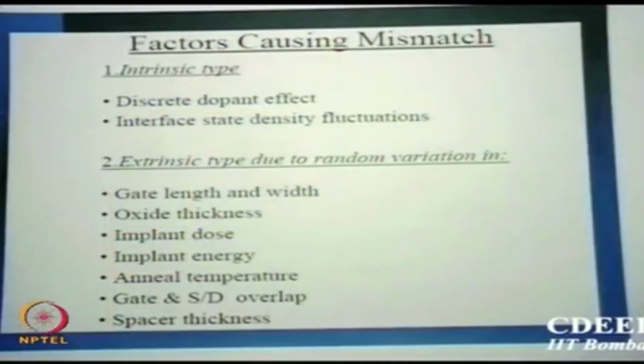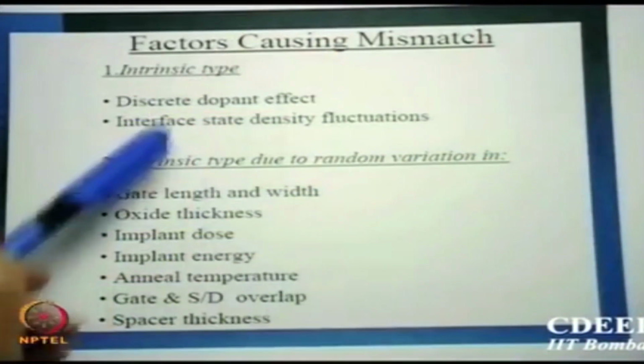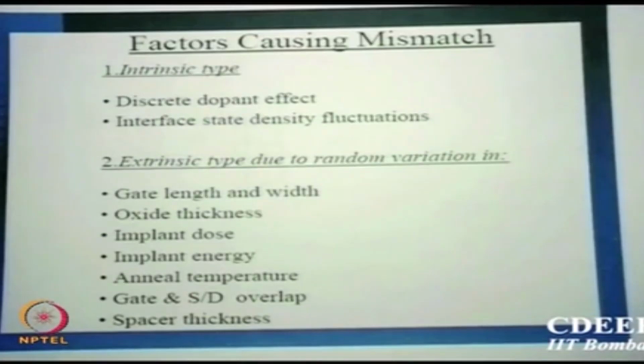There are intrinsic factors which cause the mismatch, which is called the discrete dopant effect. Then there are the interface state fluctuations. Extrinsic, because of the process there is a random variation in gate length, gate width, oxide thickness, implant dose, implant energy, anneal temperature, gate and source drain overlap, and spacer thickness. Spacer generally comes in the case of FinFETs, okay. So there are many variations going on. These are called process variations.